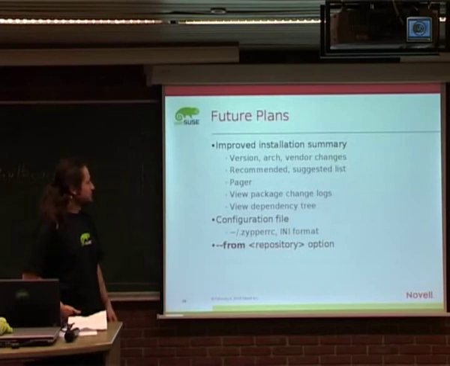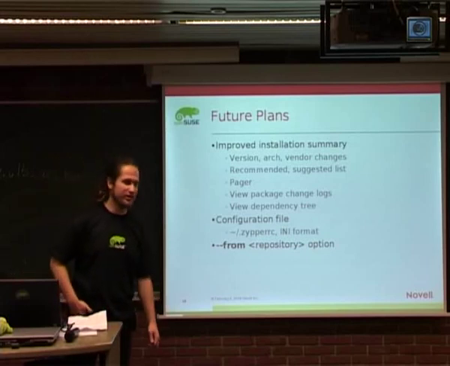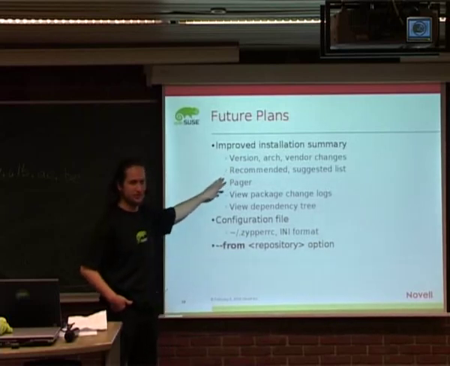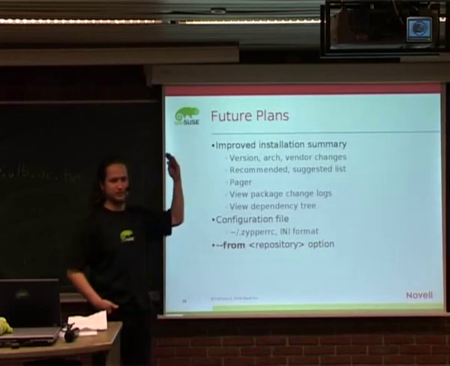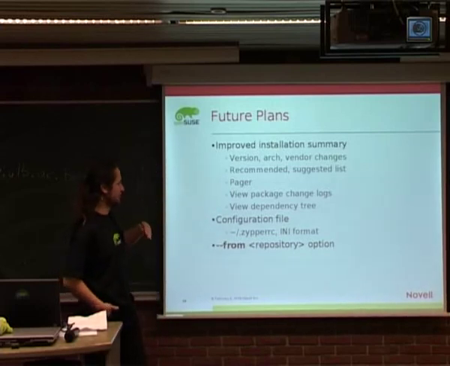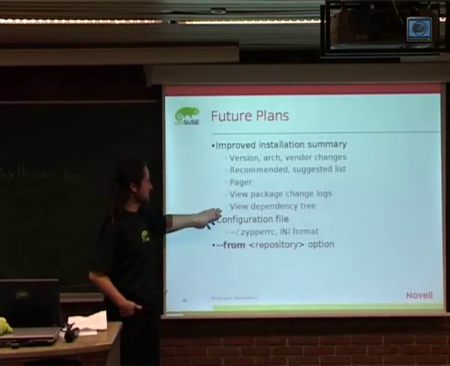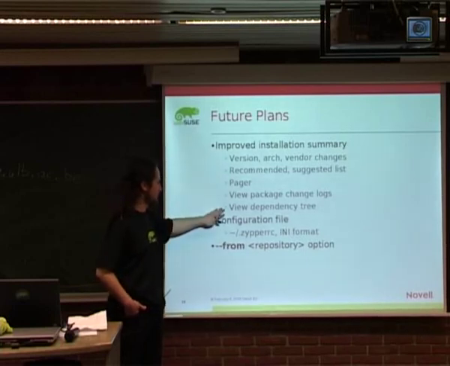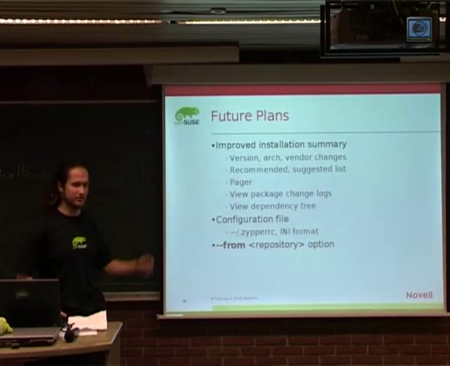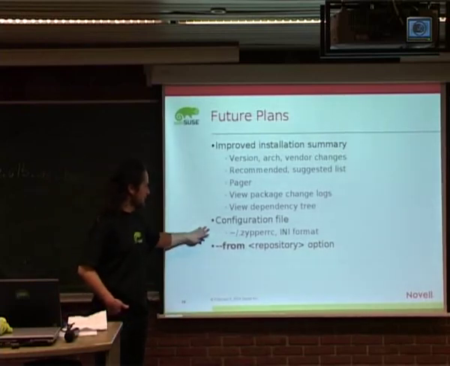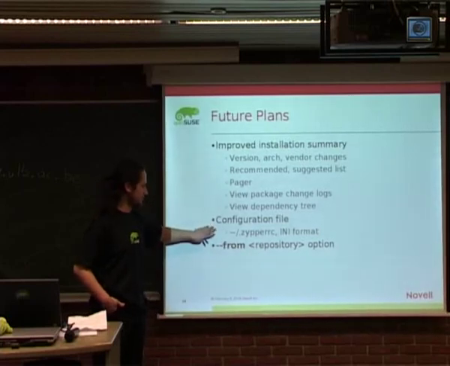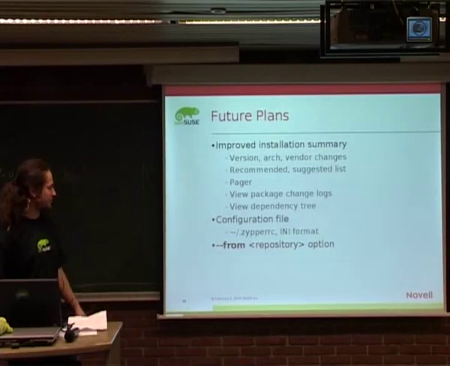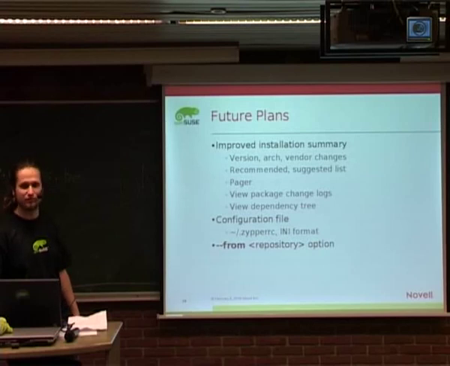First, we will be working to improve the current installation summary to include things like version changes, arch changes, vendor changes, and to list recommended and suggested packages apart from the hard required packages. We would like to include viewing of change logs when updating packages, and maybe also the dependency tree of the packages being installed. Then we will introduce a configuration file for Zypper. There are many things specific for Zypper that it would be good to have configurable.